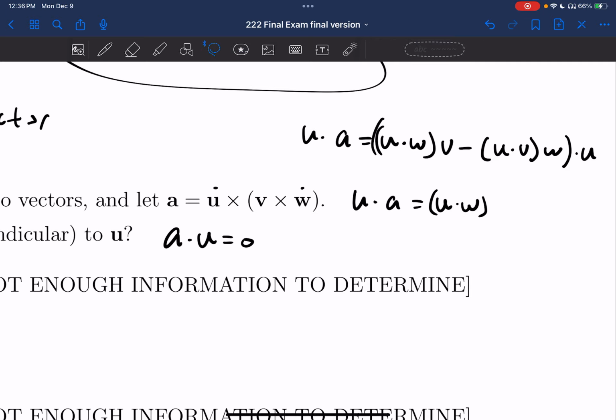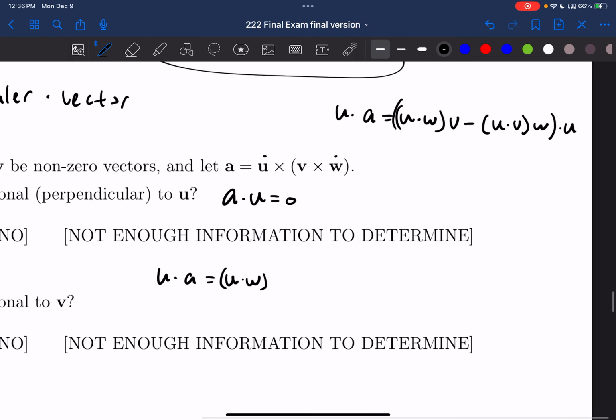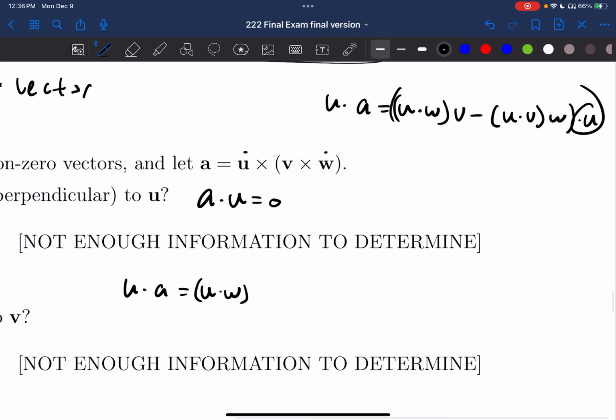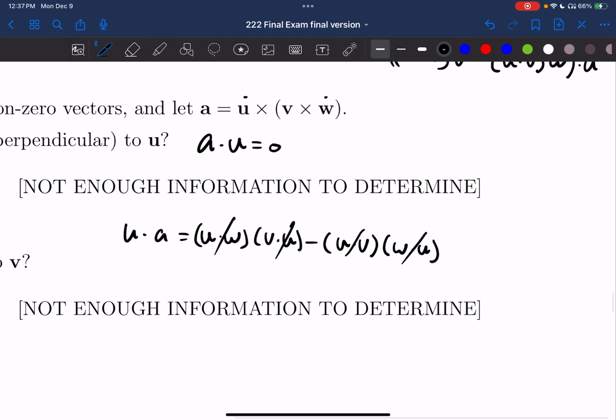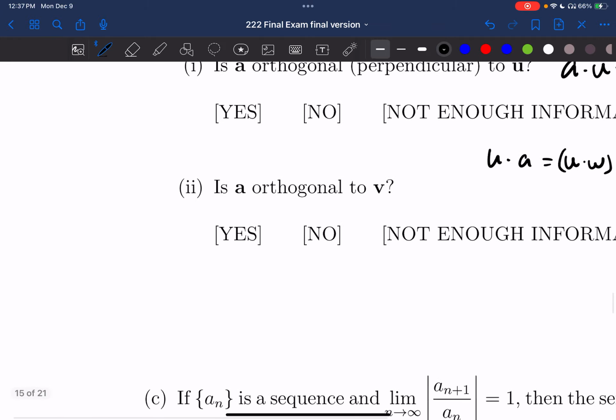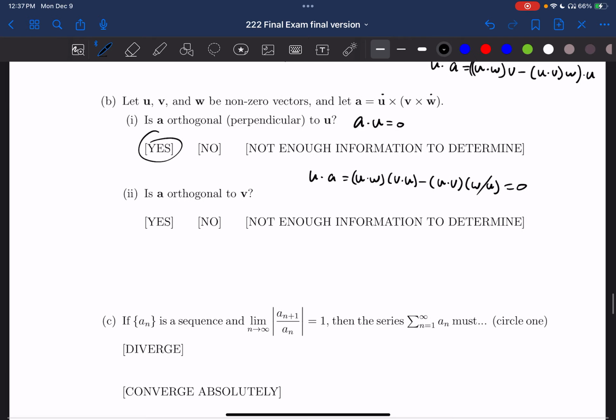We're not going to have enough room. Great. Let's put that here. Distributing this like so, we're going to get u dot A is going to be equal to u dot w multiplied by v dot u, minus u dot v times w dot u. We can see this and this, they're all the same thing, so they're all just going to cancel. This is equal to 0. So therefore we can say confidently this is yes. This will be perpendicular.